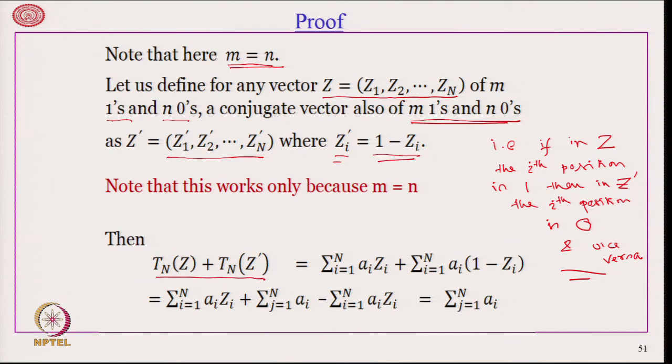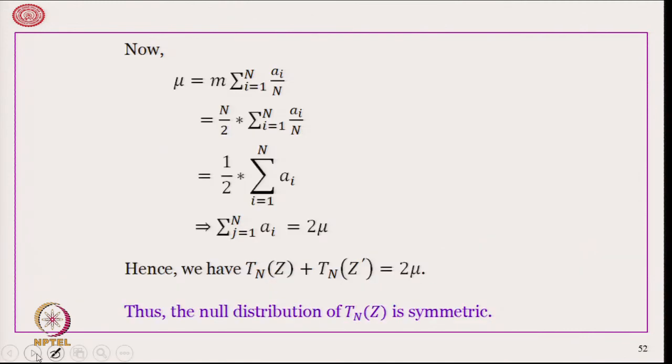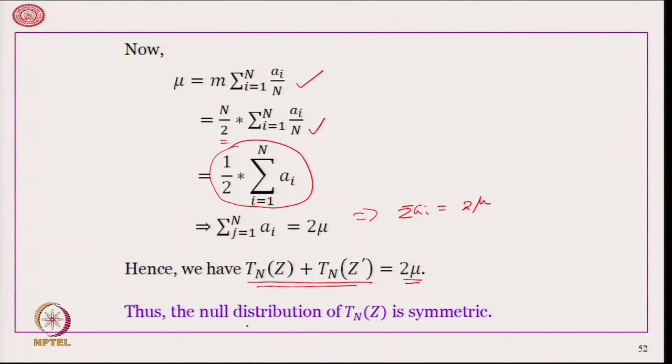Therefore, Tnz plus Tnz prime is equal to sigma a_i z_i plus sigma a_i into (1 minus z_i), because this is coming from z_i prime, which is equal to sigma a_i z_i plus sigma a_i minus sigma a_i z_i, which is equal to sigma a_i, because these two cancel. Now, mu is equal to m by n sigma a_i. Now, small m is equal to n by 2, so the n cancels, giving half times sigma a_i, which implies that sigma a_i is equal to twice mu. Therefore, Tnz plus Tnz prime is equal to twice mu. Therefore, by our condition of symmetricity, the null distribution of Tnz is symmetric.